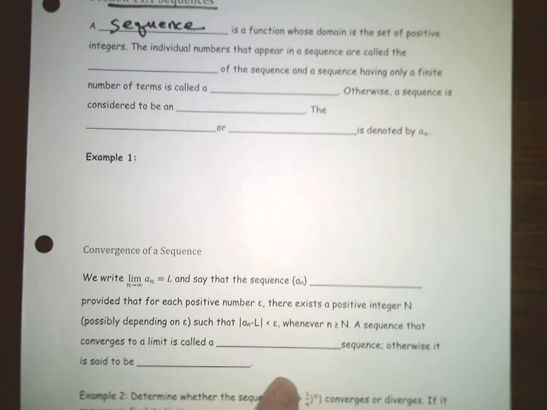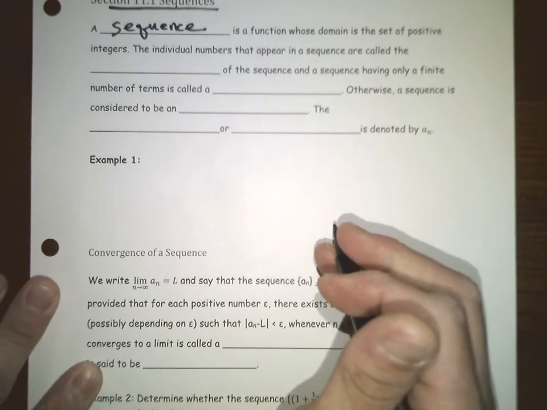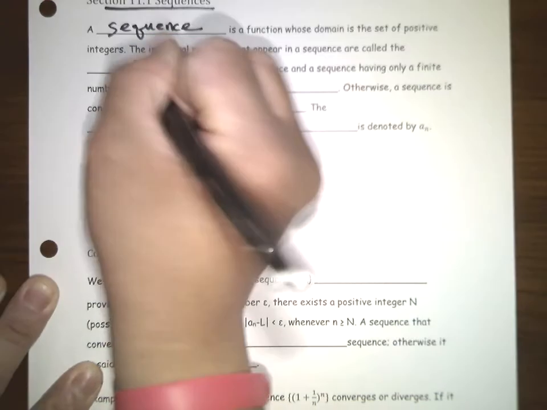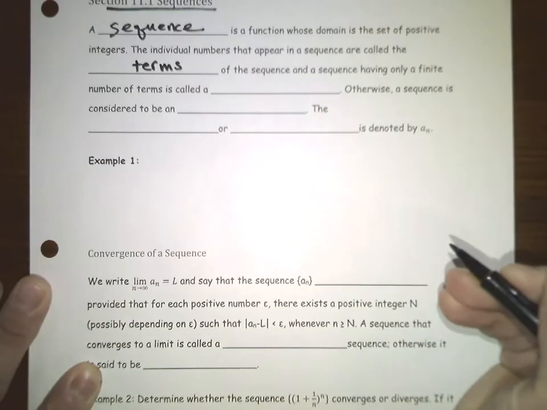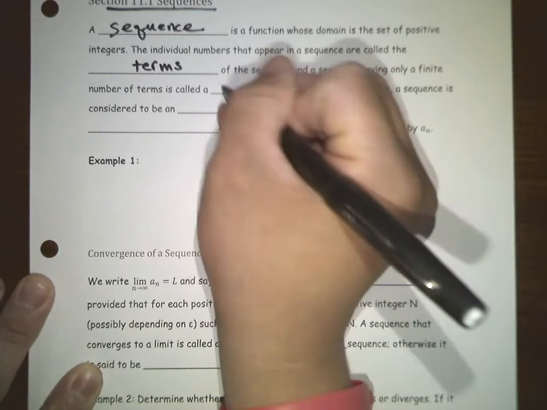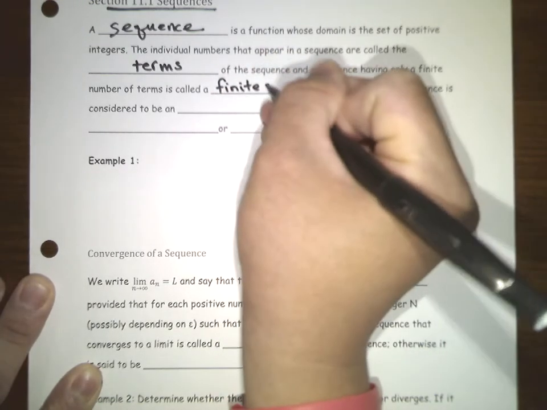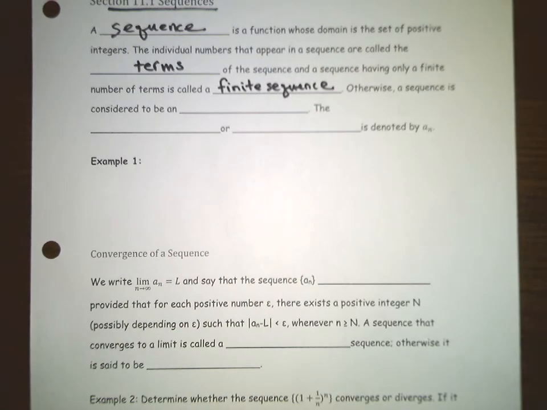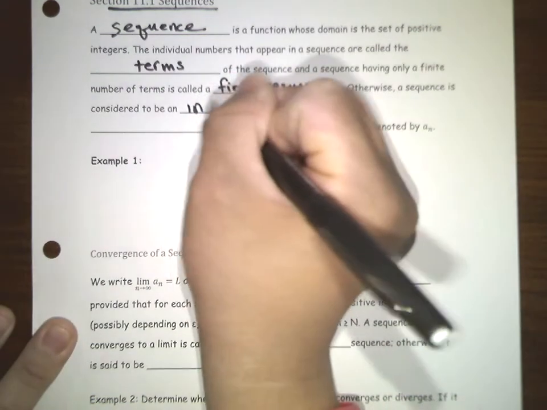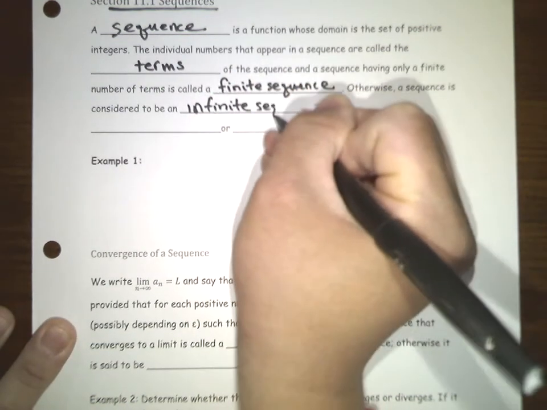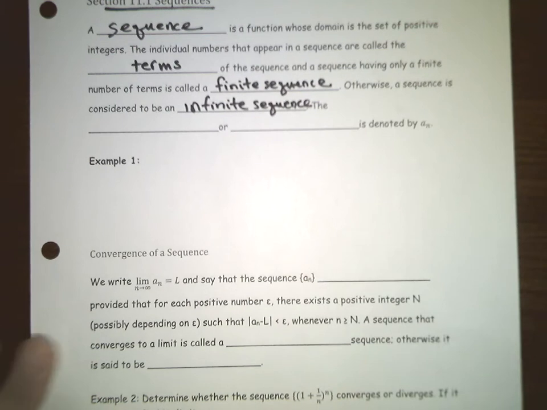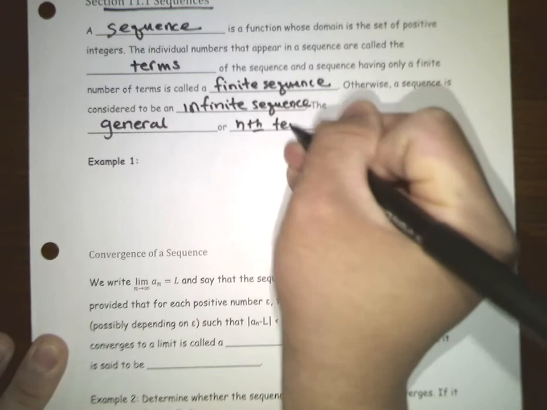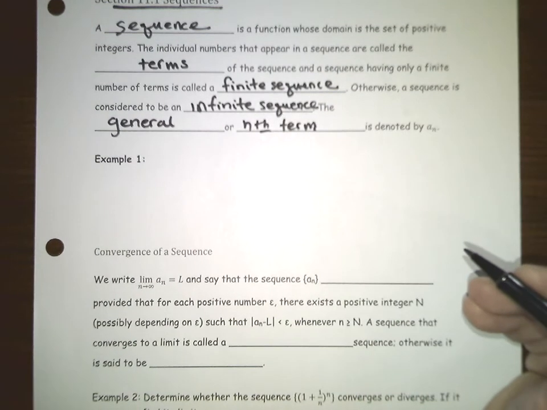So it's the function whose domain is a set of positive integers, and the individual numbers that appear in a sequence are called the terms of the sequence, and a sequence having only a finite number of terms is called a finite sequence. And otherwise, a sequence is considered to be an infinite sequence. So the general term, or the nth term, is denoted by a sub n.